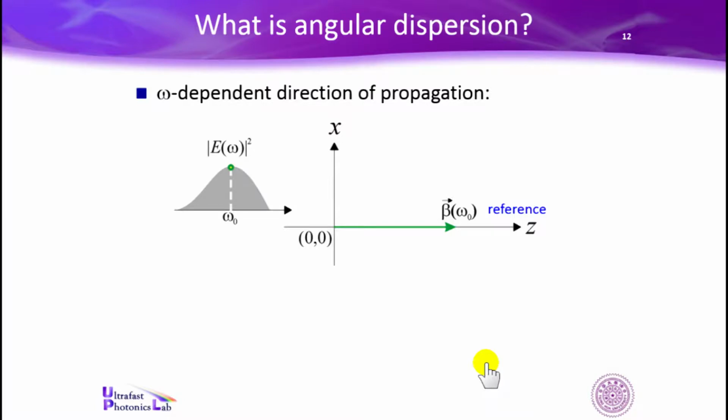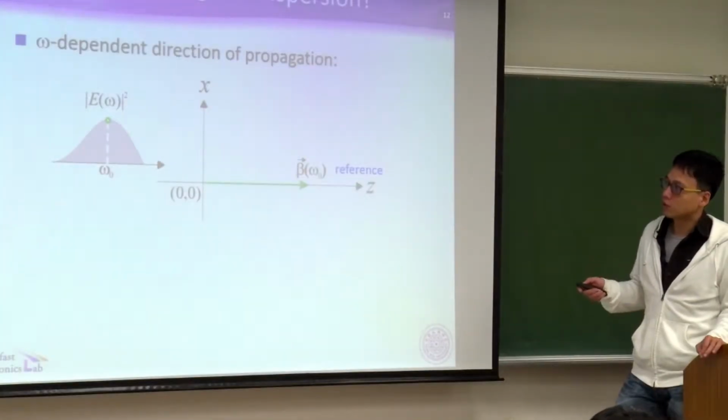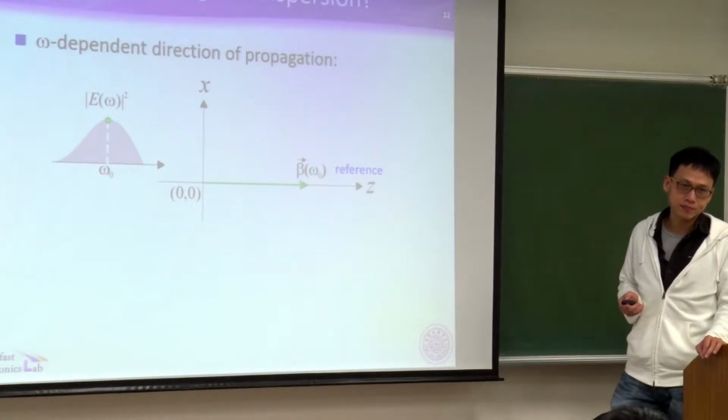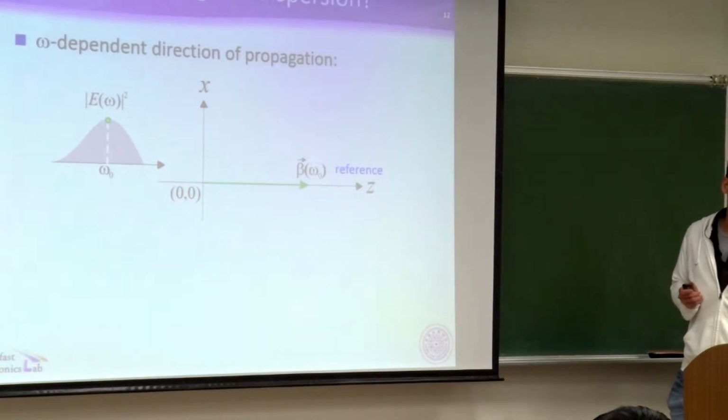So what is angular dispersion? Let's look at this figure. You have a broadband signal. The gray one is the power spectrum. The central frequency, say, is omega 0, which is here. And assume at this central frequency, the corresponding wave vector, beta vector, is represented by the green arrow. Say it is along the direction of the z-axis. And this is defined as the reference direction.